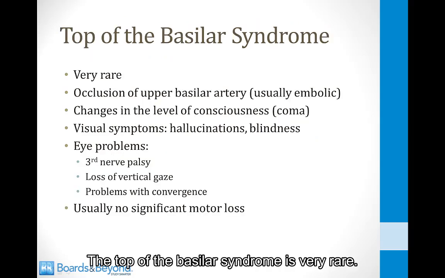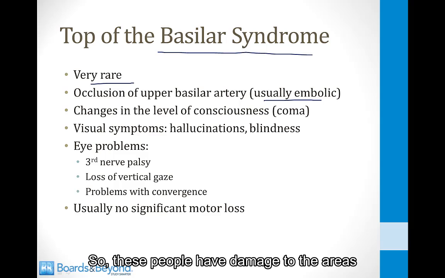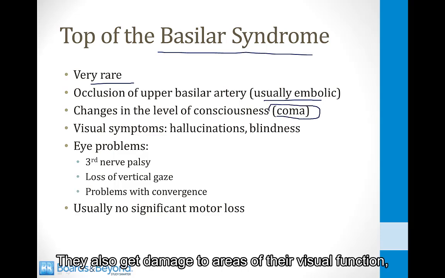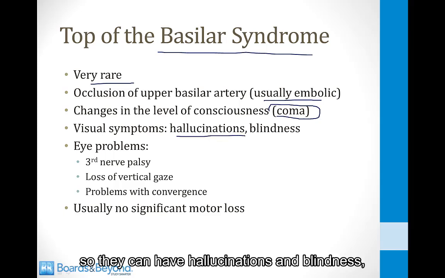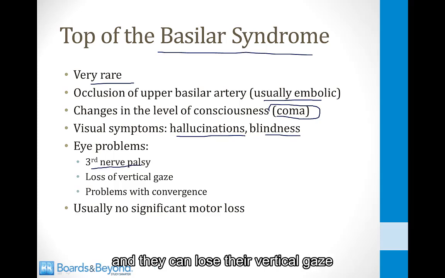syndrome. The top of the basilar syndrome is very rare. This is where you get an occlusion of the upper basilar artery. It's usually embolic. So these people have damage to the areas that affect our consciousness, so they can slip in and out of consciousness and be in a coma. They also get damage to areas of their visual function, so they can have hallucinations and blindness. Other eye problems like a third nerve palsy, and they can lose their vertical gaze or have problems with convergence.